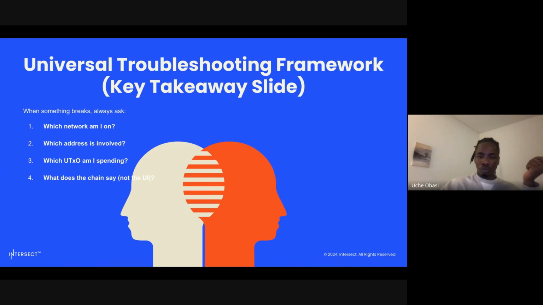There might be some filtering issues on the UI, right? In cases like that, what does the chain say? What you need to do is check the chain to see exactly what is going on. Because remember, the UI is not the chain. The UI is not the single source of truth. The chain is the single source of truth. That is what shows you exactly what's going on.